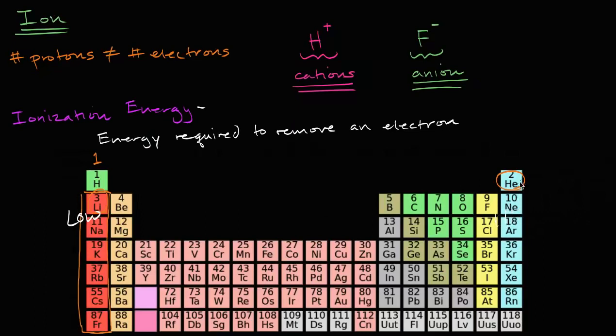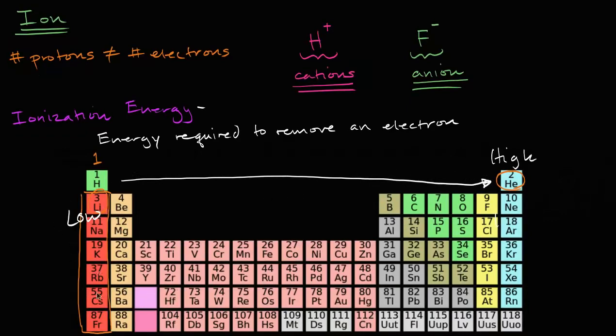You have trouble seeing that H. So this is high ionization energy. And that's the general trend across the periodic table. As you go from left to right, you go from low ionization energy to high ionization energy.